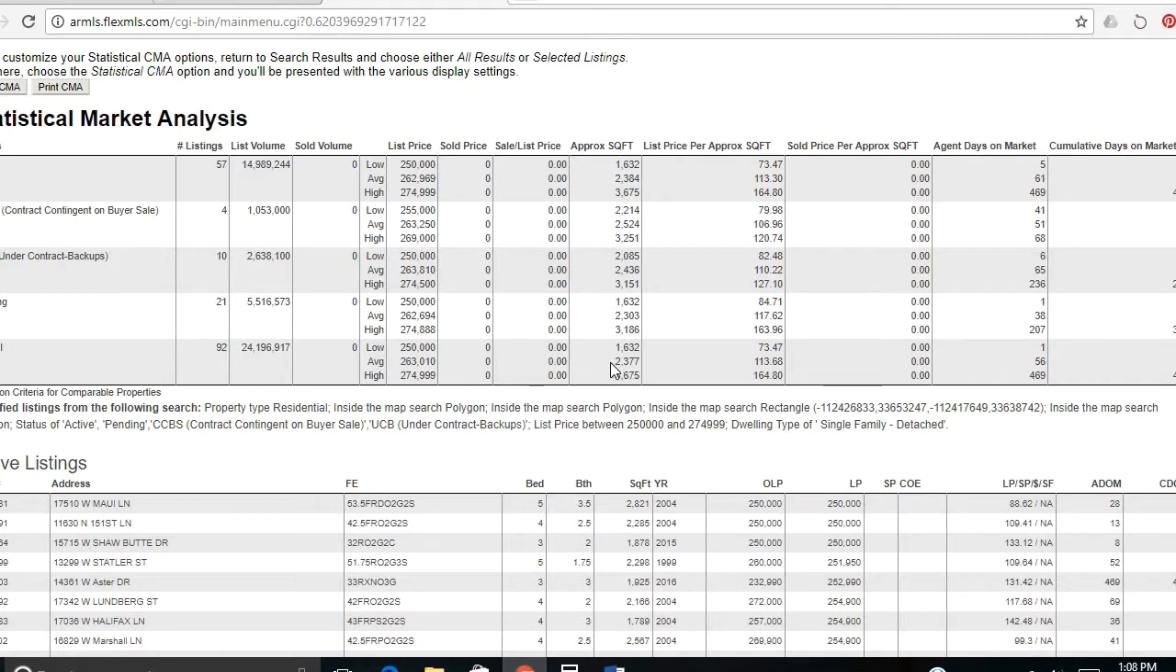And I'm going to grab the square footage, 2377, 56 days on market, 2377.